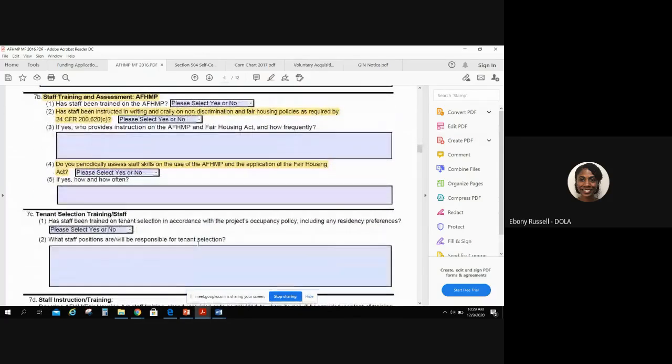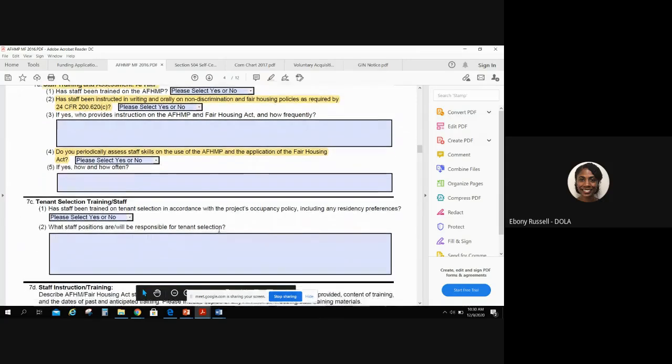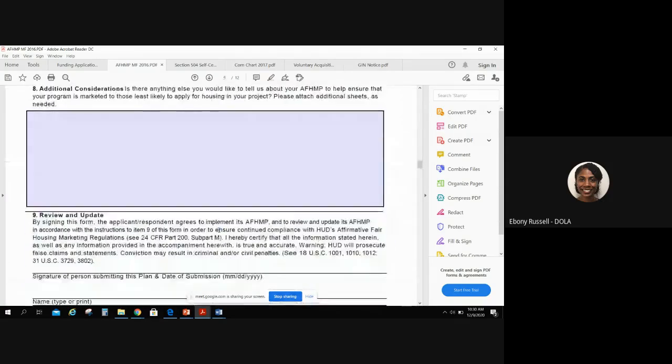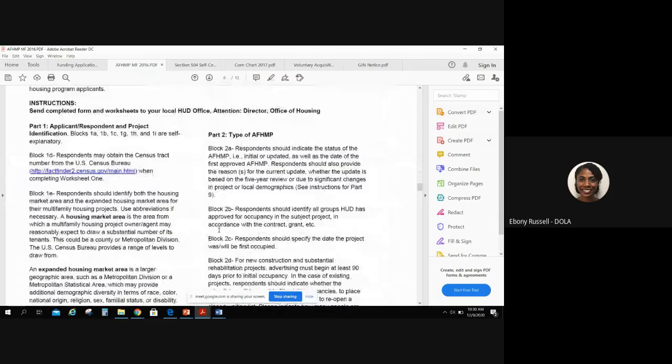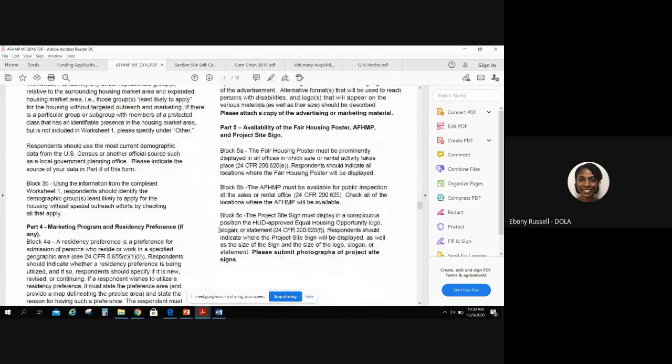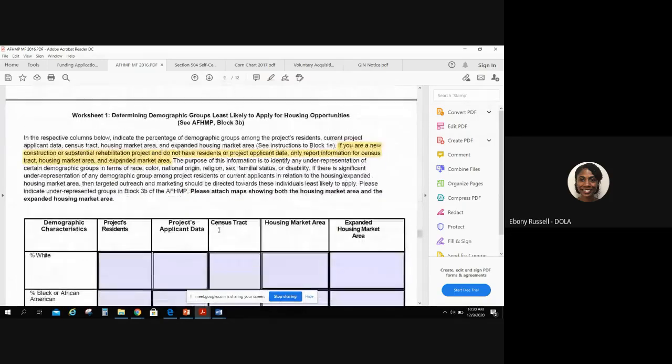Staff training, there is no requirement for intervals of staff training, but I would say that it should be done once a year as well. So you should be training your staff, written or orally, and assessing their skills on marketing to individuals to make sure that they're complying with the Fair Housing Act. And there are some tools here to help you determine that.